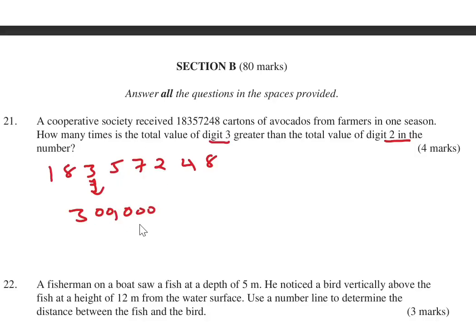300,000. We'll get a mark for that. What about your 2? 2 ndio hii. Drop it. Replace this other with 0. So your 2 itakuwa ni nini? Itakuwa ni 2 na 0 mbili.